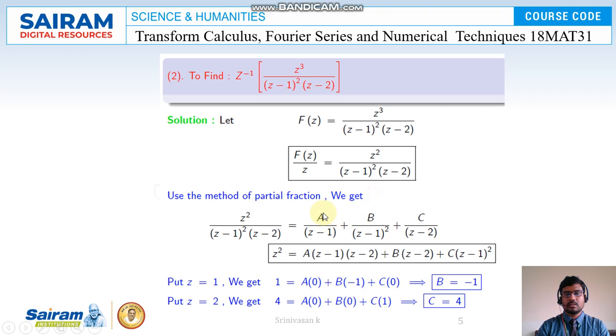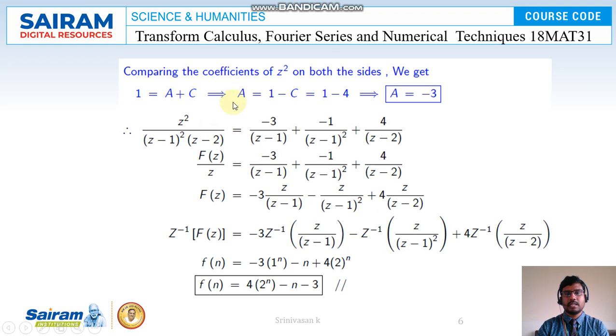We get a divided by z minus 1 plus b divided by (z minus 1) whole square plus c divided by z minus 2. Then cross multiplication, we get z square equal to a(z minus 1)(z minus 2) plus b(z minus 2) plus c(z minus 1) whole square. Now replace z equal to 1. So put z equal to 1, we get b value. Put z equal to 2, we get c value. And compare the coefficient of z square on both sides.